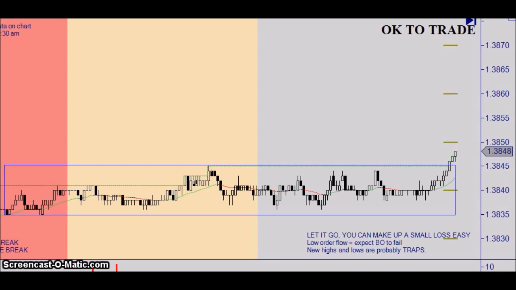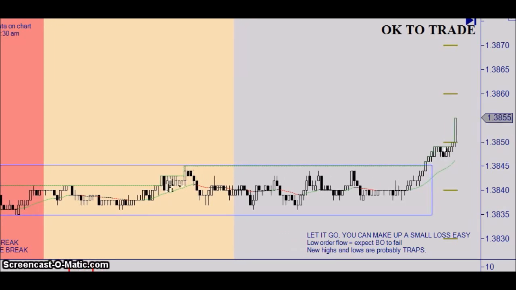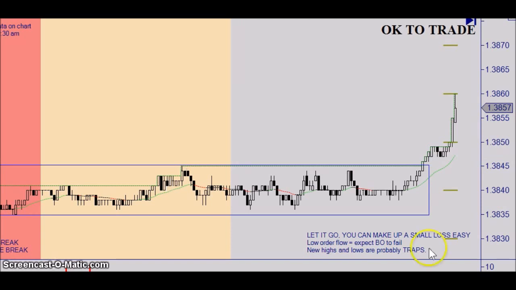So now I'm looking for a 58 to get out. All right, so at this point here, you can see we would have got in over here at this level. This would have been a nice quick trade. This is the way I would have liked all my trades to work, but unfortunately they don't all work that well.